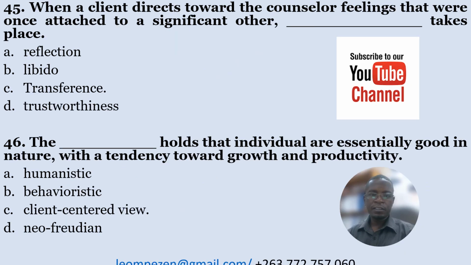When a client directs towards the counselor feelings that were once placed to a significant other, dash takes place: A, reflection, B, libido, C, transference, D, trustworthiness. The correct answer here is transference. The dash holds that individuals are essentially good in nature with a tendency towards growth and productivity. A, humanistic, B, behavioristic, C, client-centered view, D, neo-Freudian. The correct answer is client-centered viewpoint.